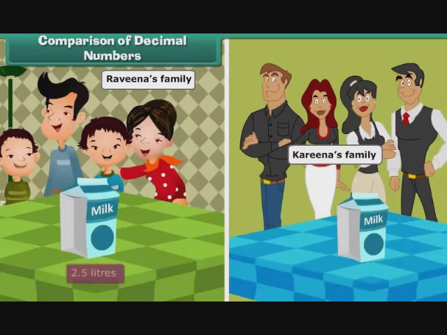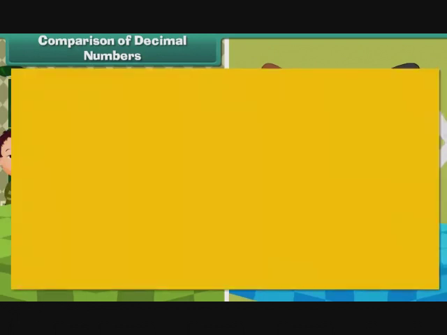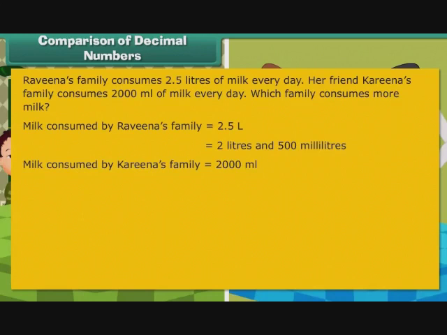Ravina's family consumes 2.5 liters of milk every day. Her friend Karina's family consumes 2000 milliliters of milk every day. Which family consumes more milk? Milk consumed by Ravina's family is equal to 2.5 liters. That is equal to 2 liters and 500 milliliters. Milk consumed by Karina's family is equal to 2000 milliliters. That is equal to 2000 by 1000 liters. That is equal to 2 liters.